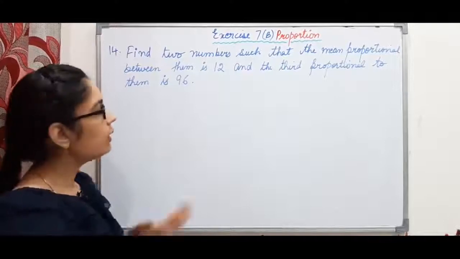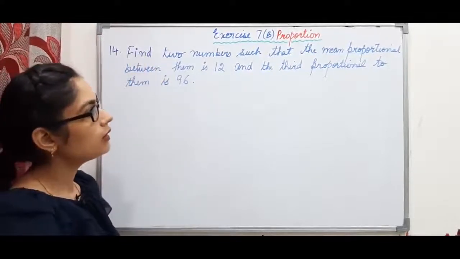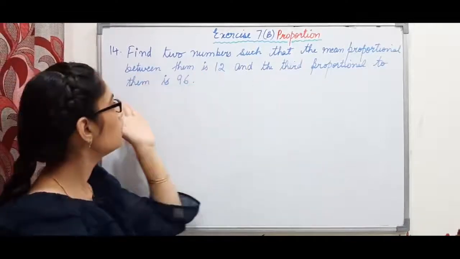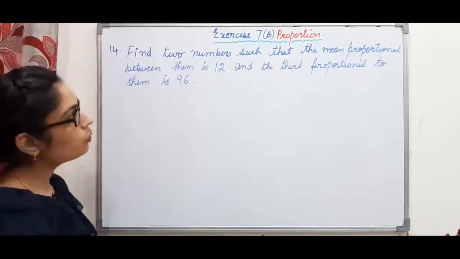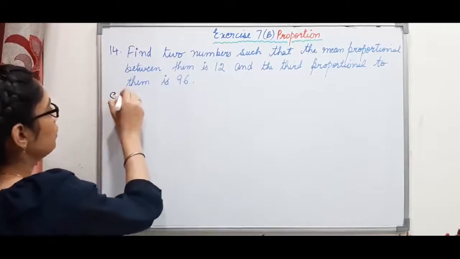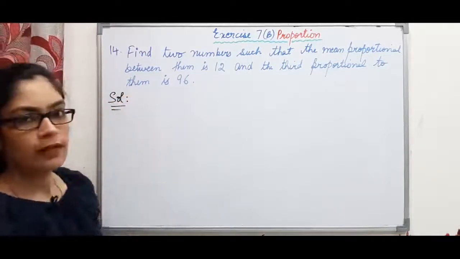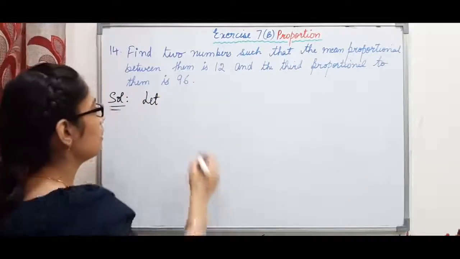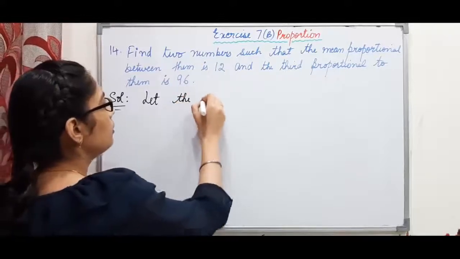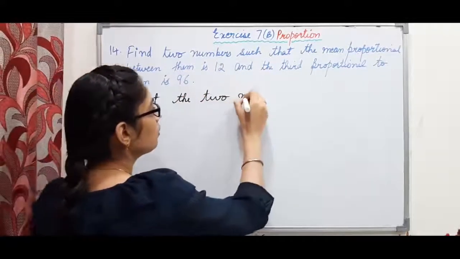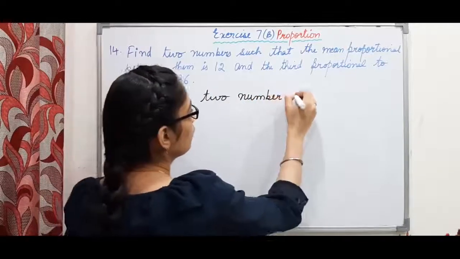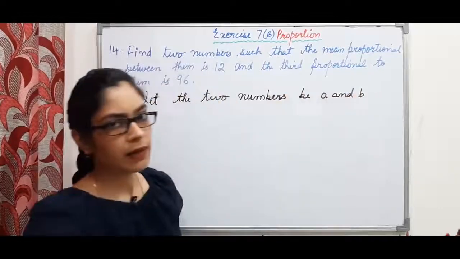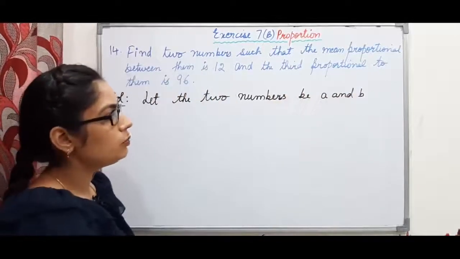In question number 14, it's given: find two numbers such that the mean proportional between them is 12 and the third proportional to them is 96. So two numbers we have to find. Let's assume that these two numbers are a and b. You can assume it as x and y also, it's fine. I have assumed a and b.